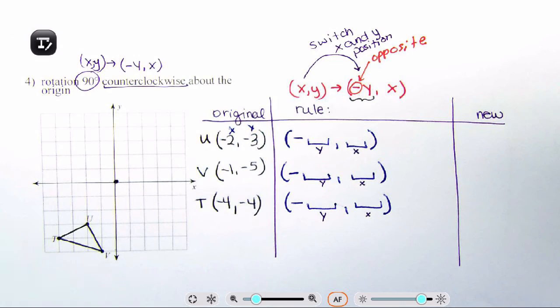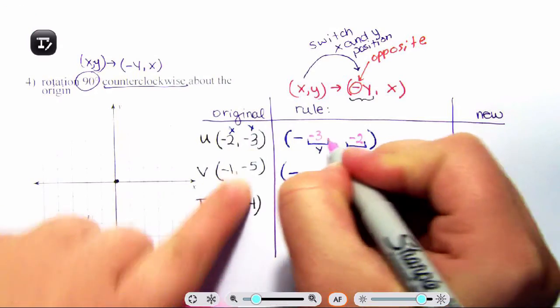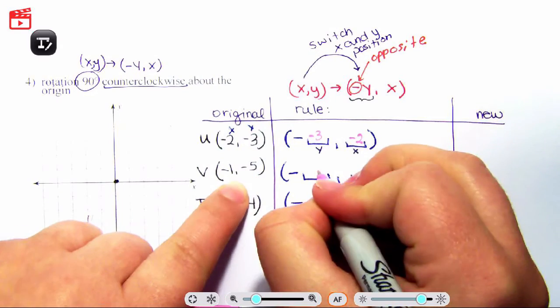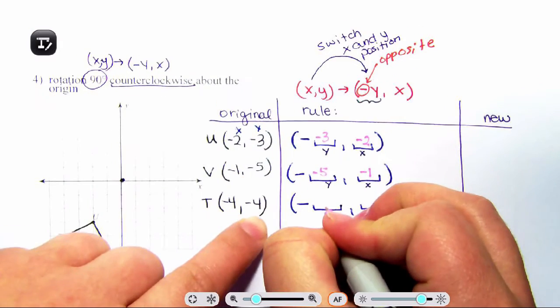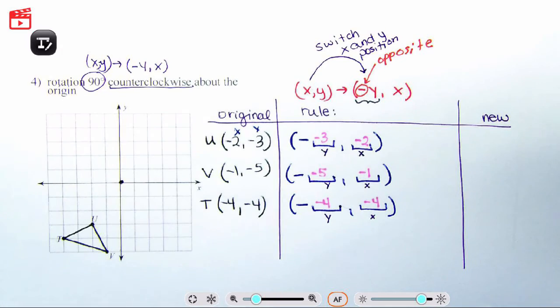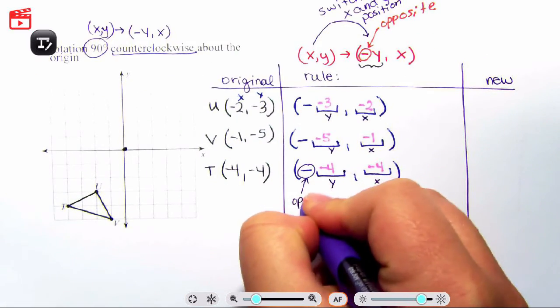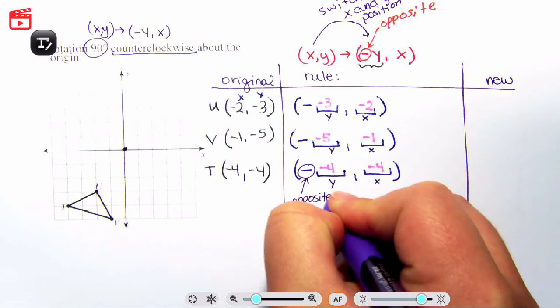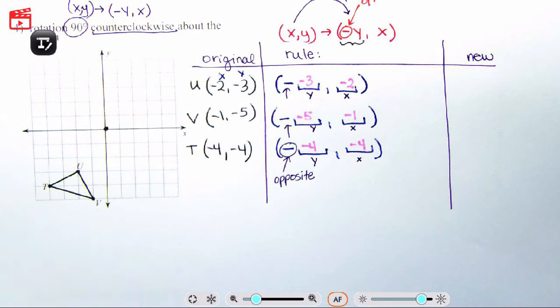So in here, I am plugging in our x value. Our x value is -2. What is our y value? -3. Our x value is -1. Our y value is -5. What is our y value? Our y value is -4. What is our x value? -4. Again, the negative right here means opposite. Opposite, opposite. Be careful. Don't let that negative trip you up.